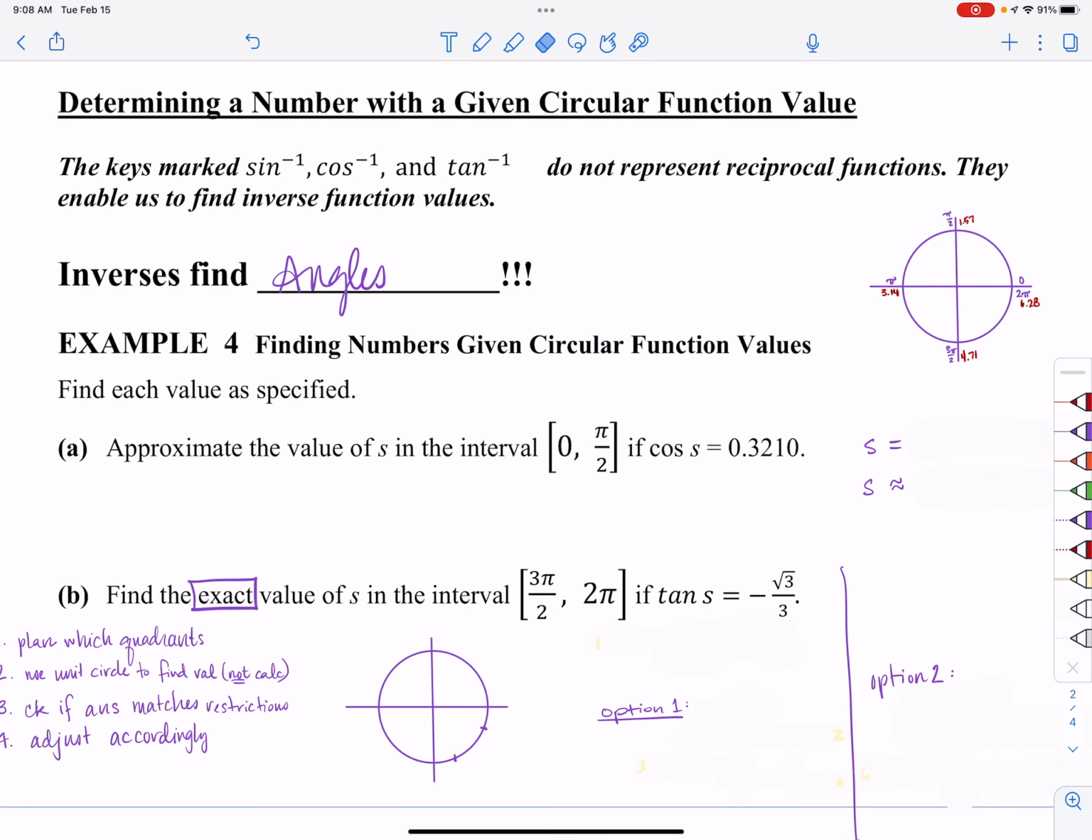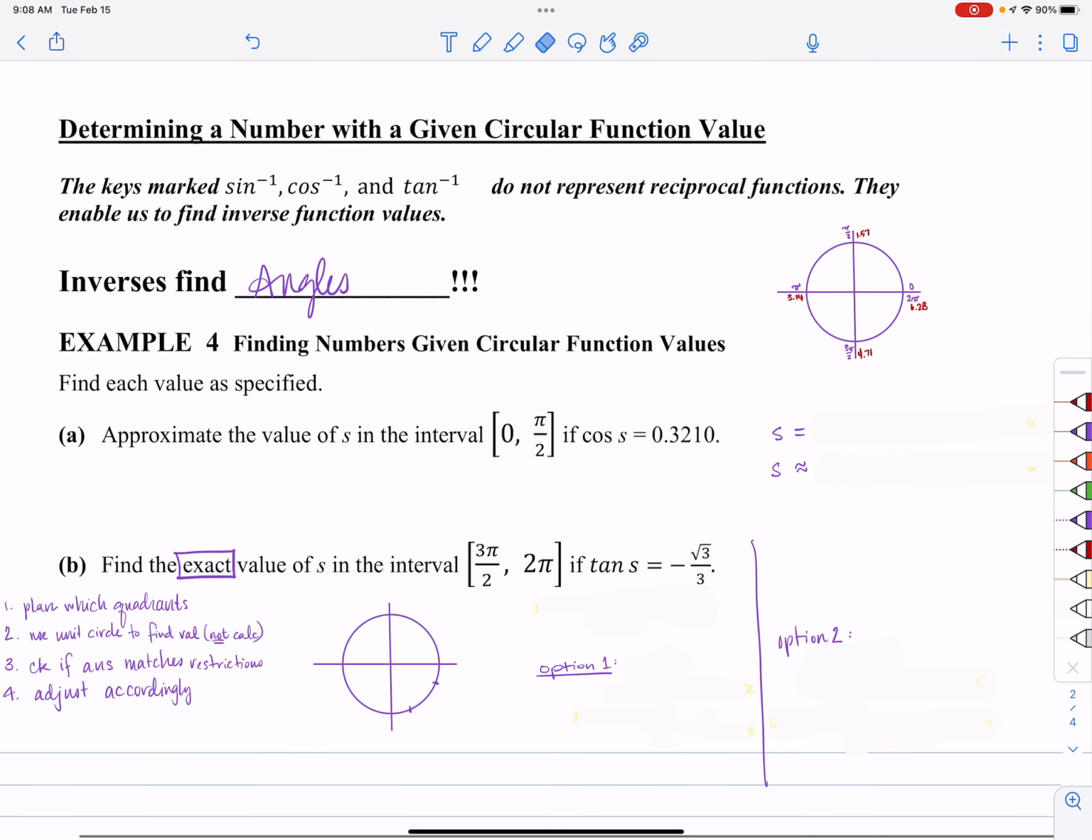This next section here is a repeat of what we did in the previous section. When you're using the sine inverse, cosine inverse, tangent inverse, that does not show that they are reciprocals. It just simply means that they are inverses. And remember that inverses find angles. Anytime I want to find an angle using the calculator, I'm going to use inverses.